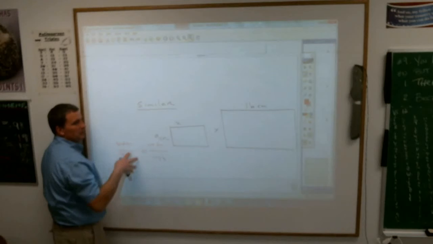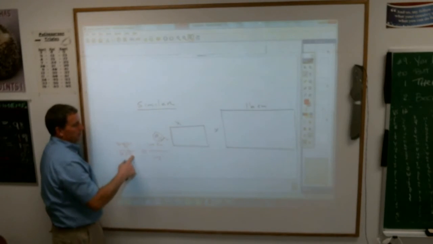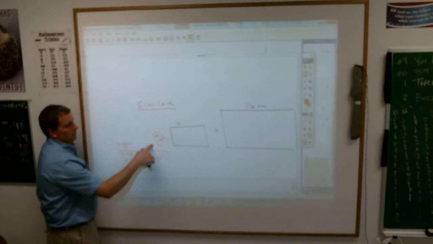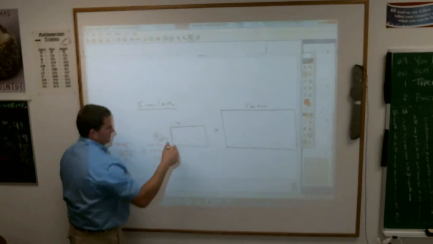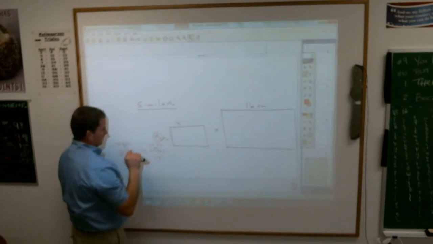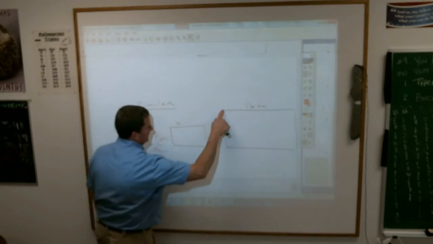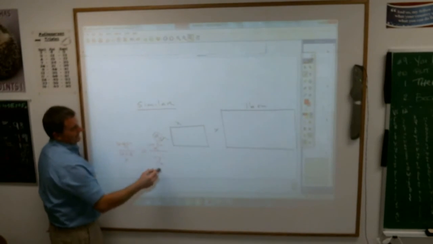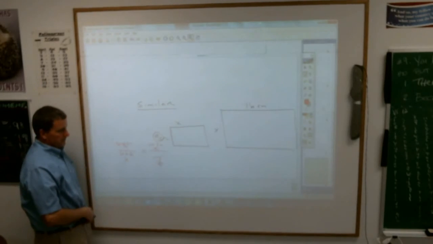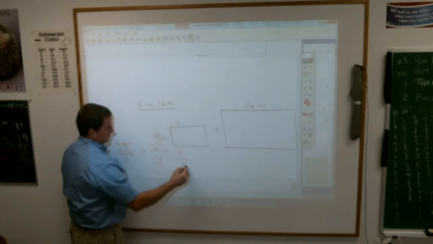They have to be equal fractions. The short on the small is 9. The short on the big is x. The long on the small is x. And the long on the big is 16. That's what it means to be proportional. They make equal proportions. So here's my little proportion.